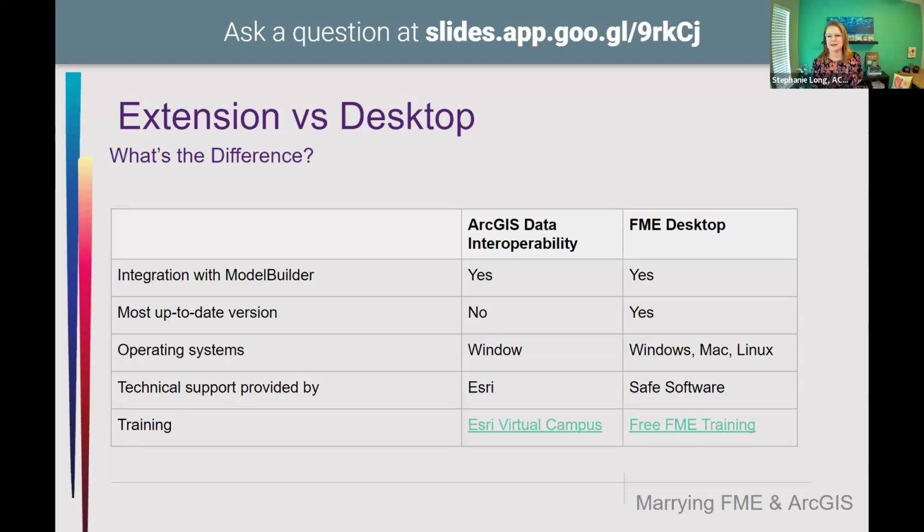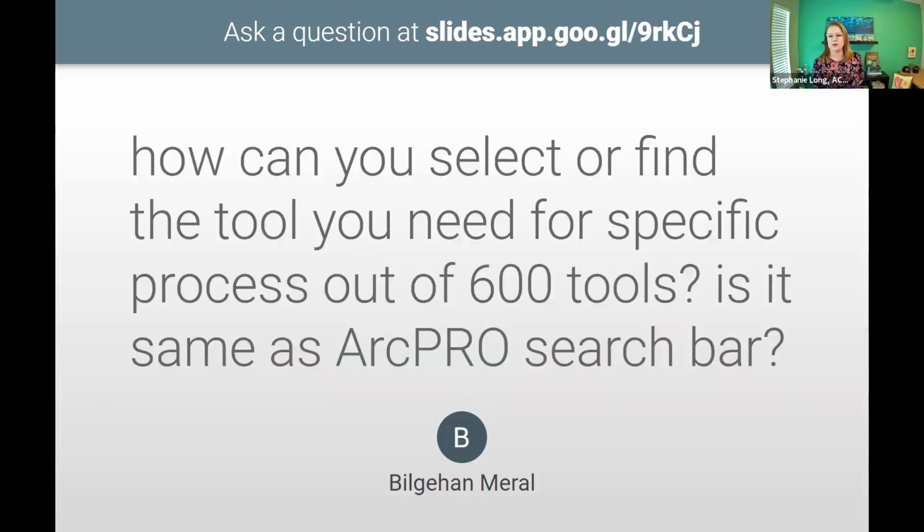Let's see here. I think there was another one in here that I wanted to get to right quick. If I can find it again. These are great questions. Please keep entering them in. There it is. How can you select or find the tool you need for a specific process? Out of 600 tools, is it the same as the ArcPro search bar?